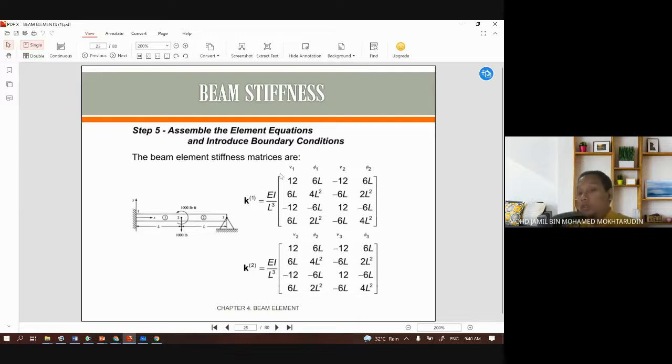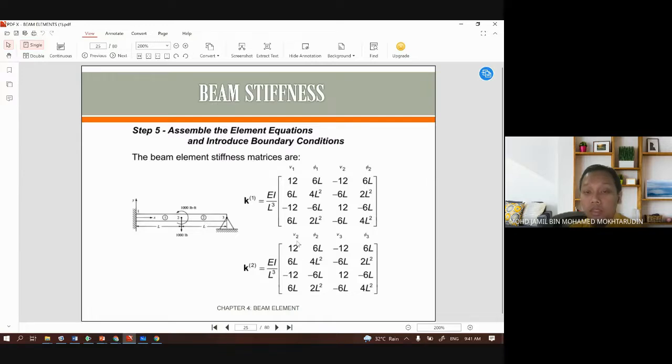Okay, so we just use the stiffness matrix equation for the beam. Okay, so don't ask why 12, 6 from the previous slide. So we just label each of the row and column to represent what. Okay, so here it represents V1, phi1, V2, phi2. Okay, and then we find the stiffness matrix for the second beam.